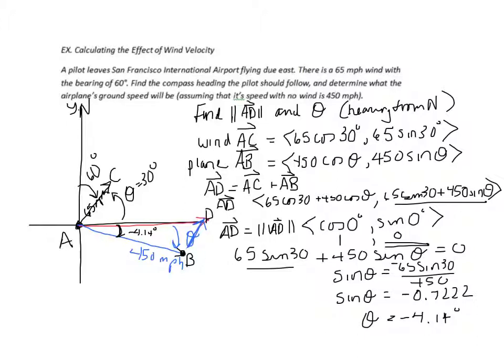I don't need that, I need the bearing. So the bearing would be 90 plus 4.14. So the bearing will be 94.14 degrees.